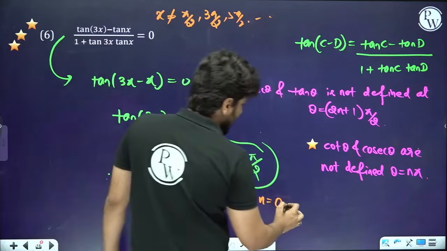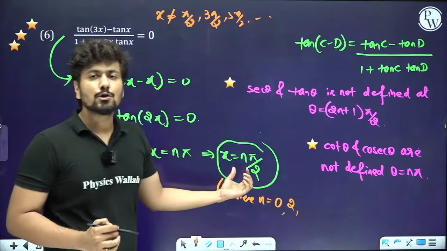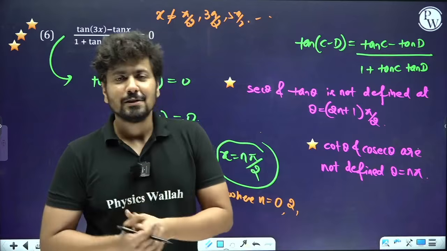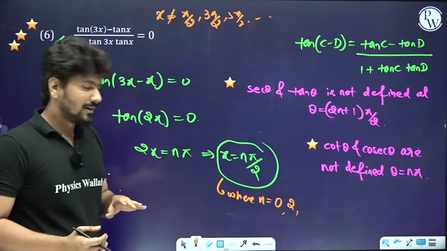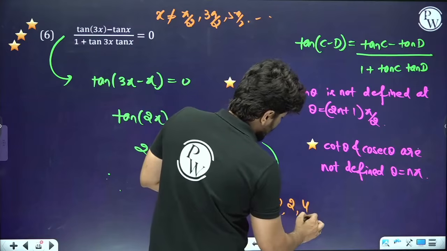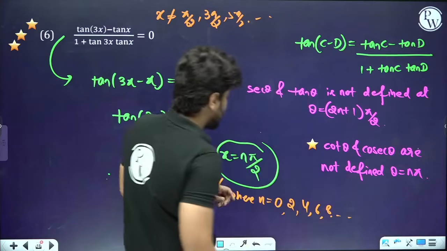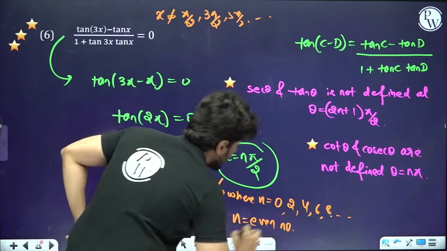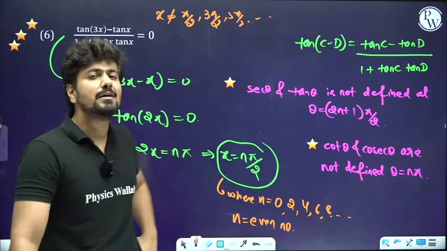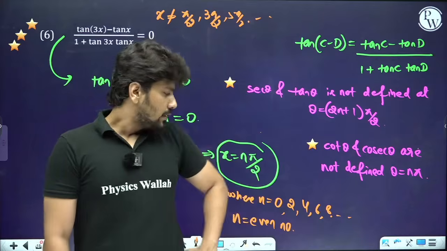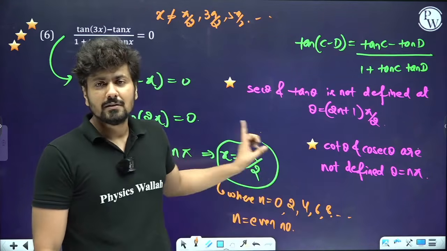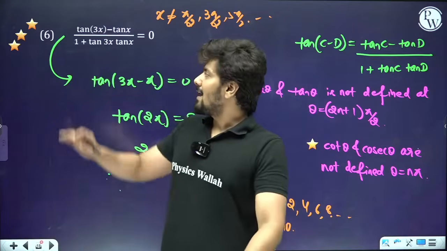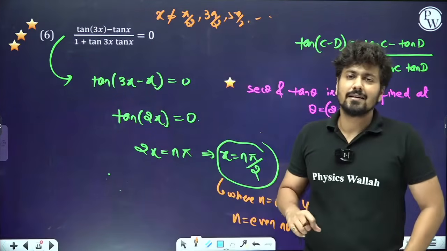I can put the value for n as 2 as well, because at n is equal to 2, we are getting 2 pi by 2. 2 pi by 2 is what? Pi. So I can put x as pi. I can put n as 4 or 6 or 8, basically where n is an even number. N has to be an even number over here, because if n is not an even number, this question itself fails. We can't even write tan x in that case.